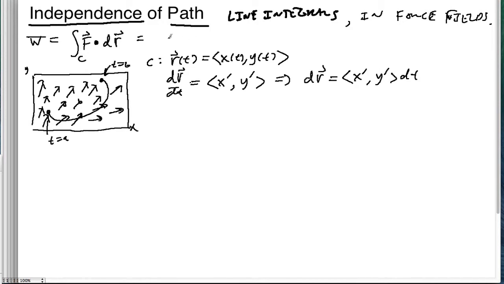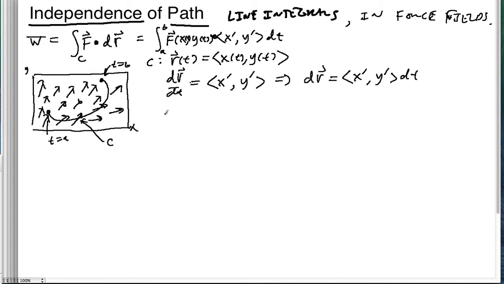So we can rewrite this, where again there's the path C, as the integral from a to b of F evaluated at x and y of t, dotted with the vector r prime dt. That makes it a concrete integral that we can compute constructively.